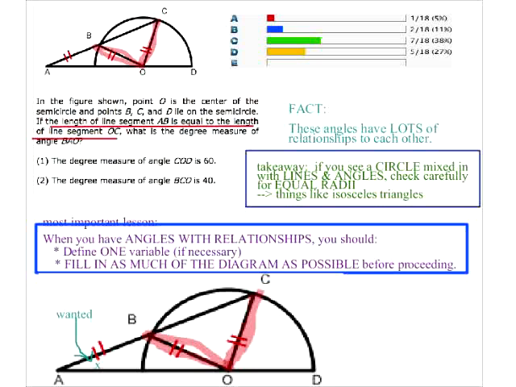Someone already wrote in the text box, yeah, triangle ABO is isosceles because these are the same. So that means that angle BOA is also X.